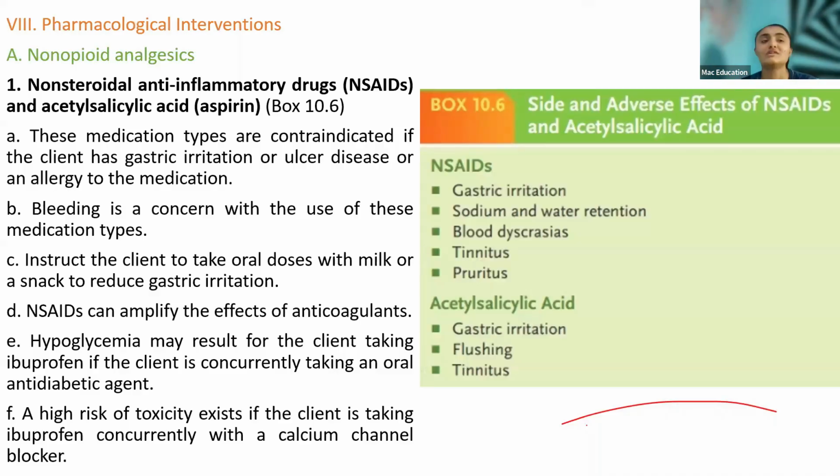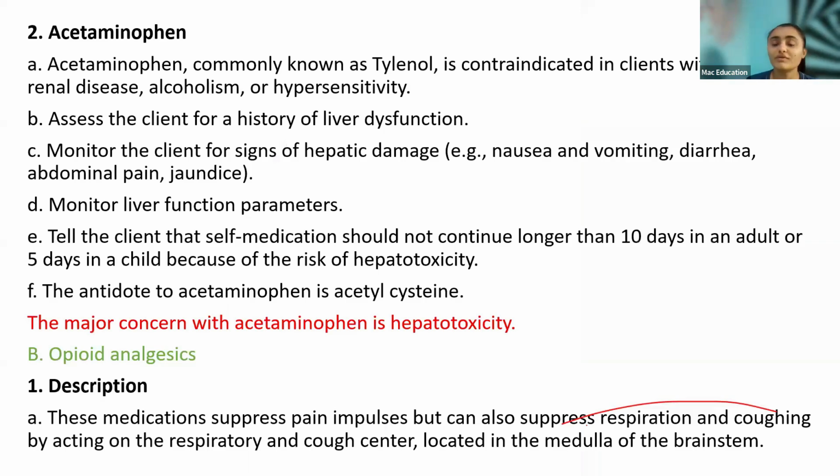Then we have seen pharmacological interventions. In that, first we have completed non-opioid analgesics. What are the examples of non-opioid analgesics? Yes, NSAIDs and acetaminophen. We have seen the side effects of NSAIDs and aspirin, then acetaminophen. What is the main concern with NSAIDs? Bleeding risk. And what is the main concern with acetaminophen? Hepatotoxicity. That's the key point that you have to remember.